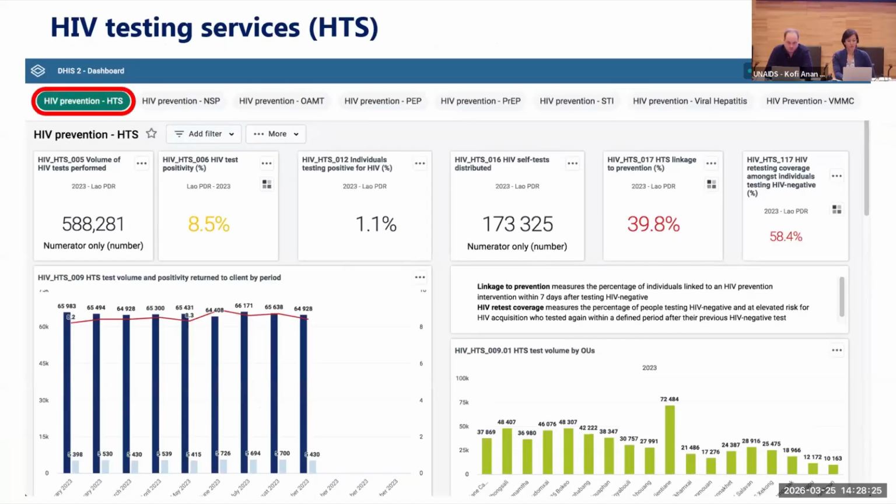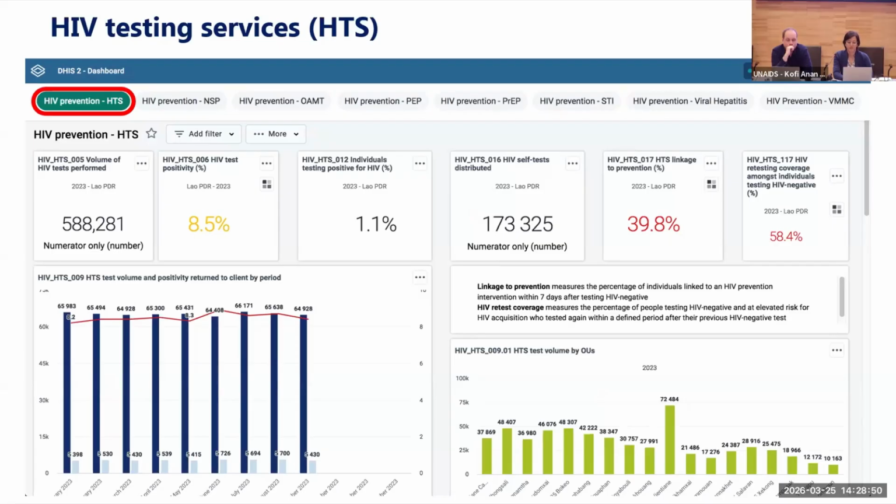So just to walk through some of the examples. So this is an example of the testing services. Across the top are the key WHO indicators. I'll just point out one of them, which is here on the right, the HTS linkage to prevention. This indicator requires every single prevention data element for all interventions to be recorded, and often this is poor.